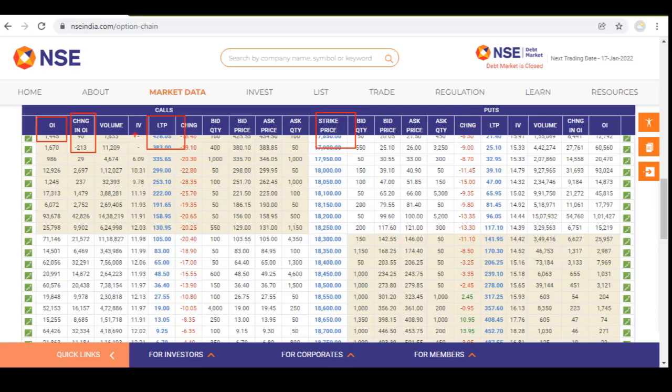Apart from this, there is another important data point, that is IV, that I will tell you later. So these are the data points that I have highlighted. It is for calls, and similarly the same data point is there for the puts as well. So last traded price, IV, change in open interest and open interest. The same data set is there for the puts and calls option.